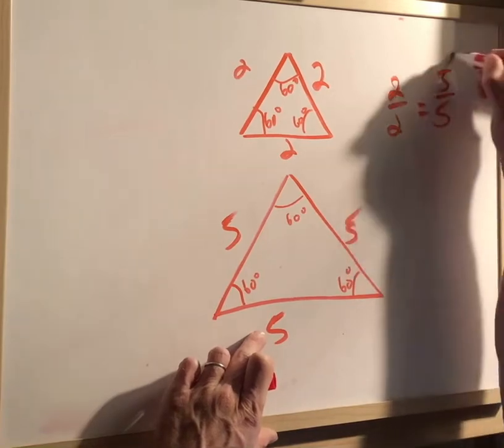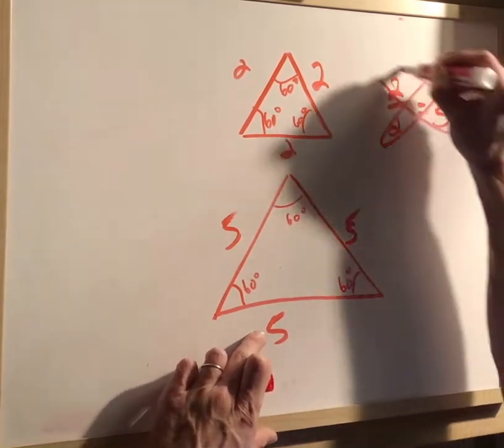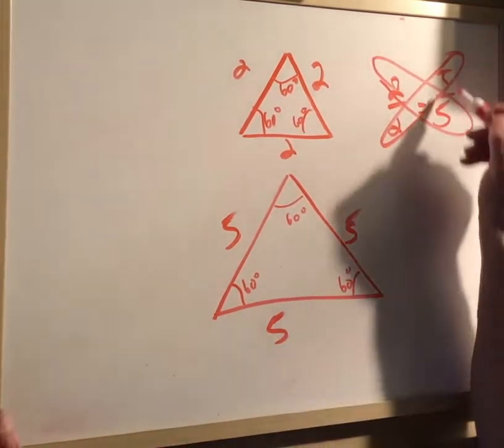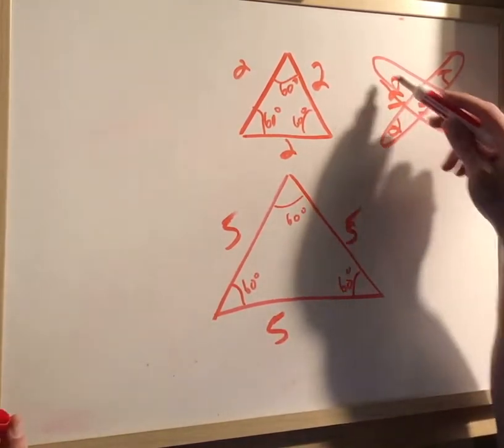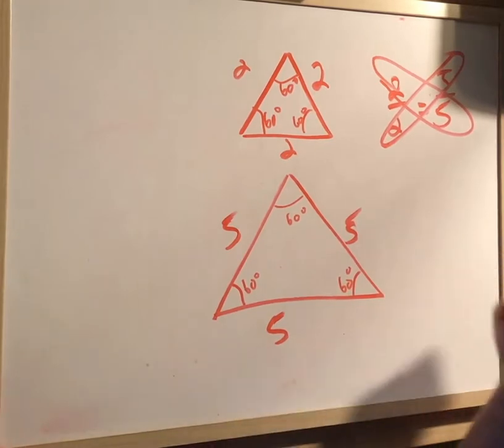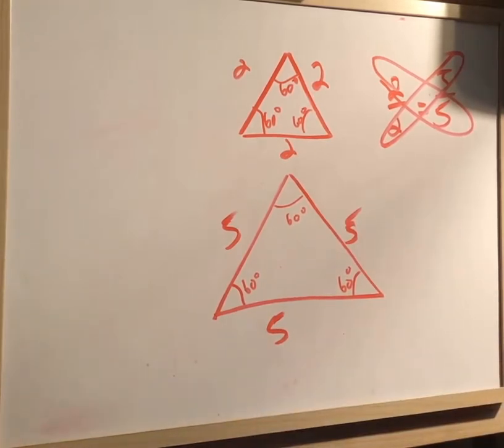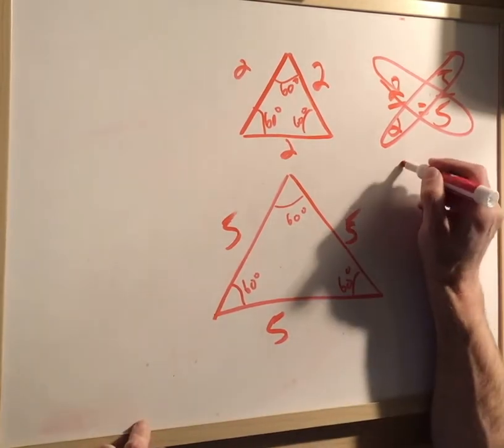And when you cross multiply, a couple things have to happen. When you cross multiply, they have to equal each other. The cross products have to equal each other, or it has to have the same scale factor.